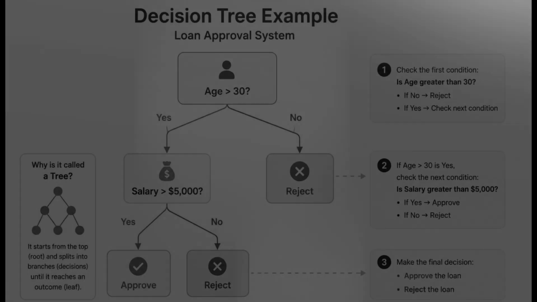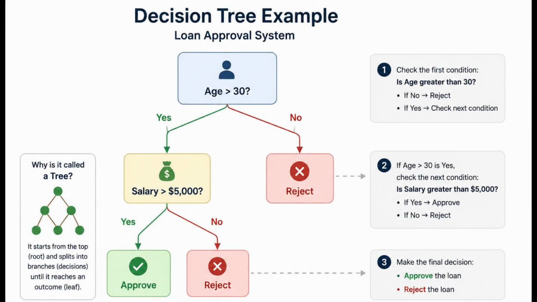So if we take a very good look at this picture right here, we can see that it is called a tree because of how it looks. For example, we have age greater than 30 and two arrows drawn coming down, yes and no. If it is yes, then you have to check another condition. Is the salary greater than 5,000? We draw two arrows going down. If it is yes, approve it. If it is no, reject it.